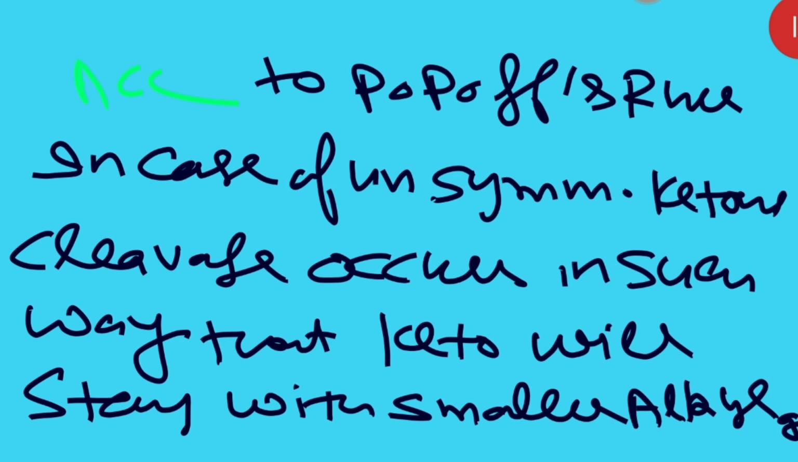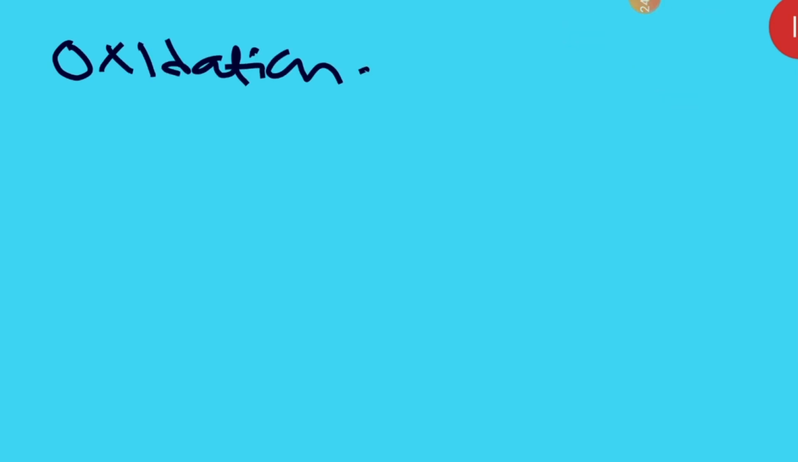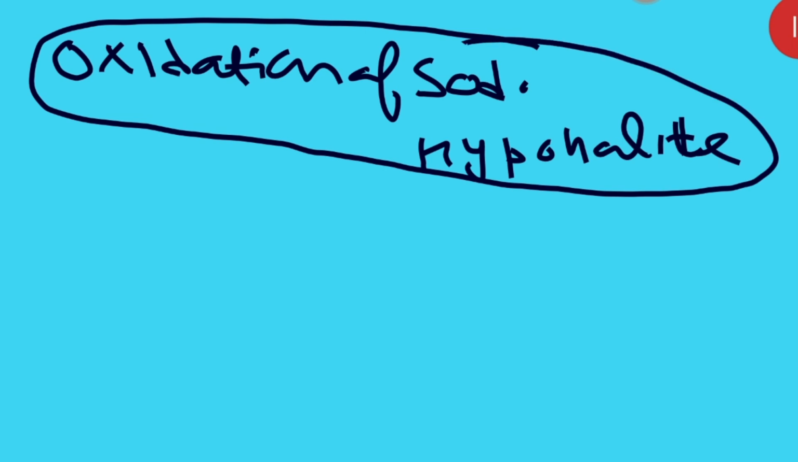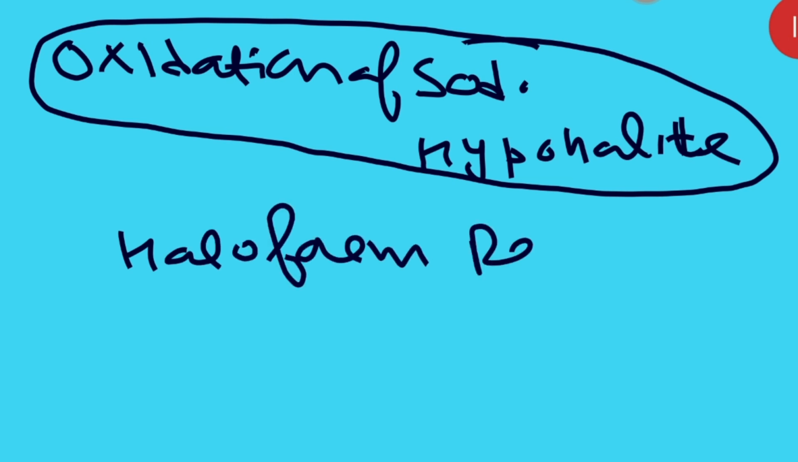Fine. So after the oxidation of aldehyde and ketone, now we have one more, that is the oxidation by sodium hypohalite, a very, very important reaction. Whensoever we are talking about sodium hypohalite, it is also known as the haloform reaction. What is it known as? Haloform reaction. Okay, so let's do this reaction.